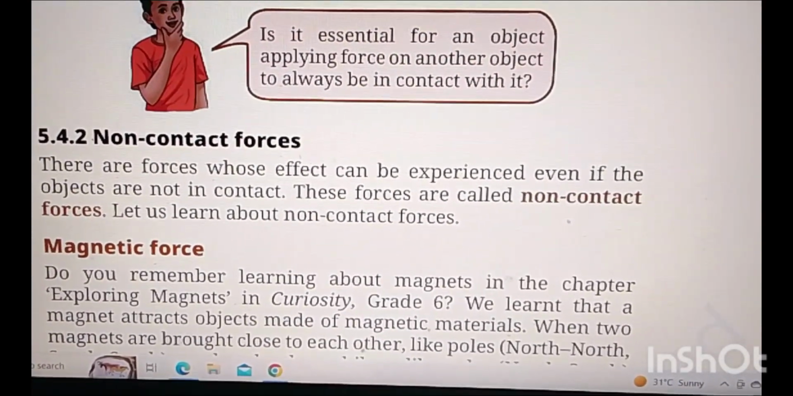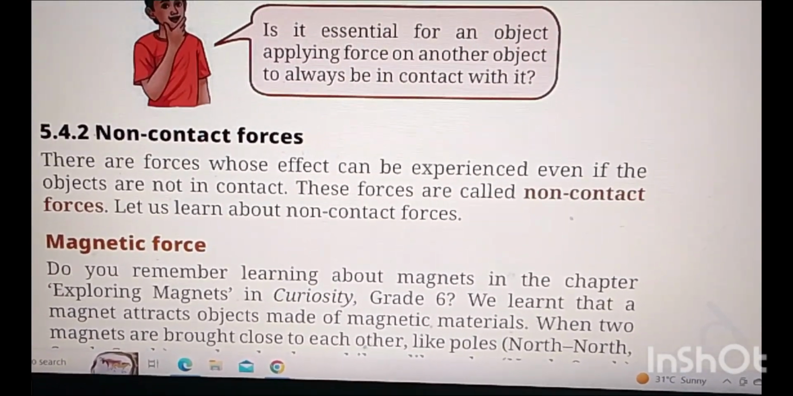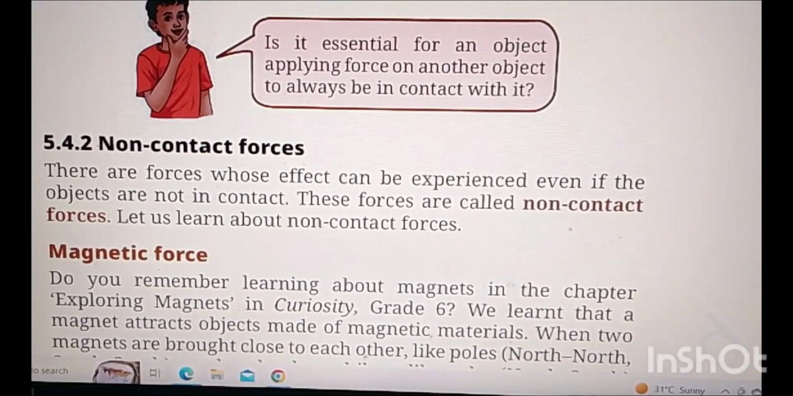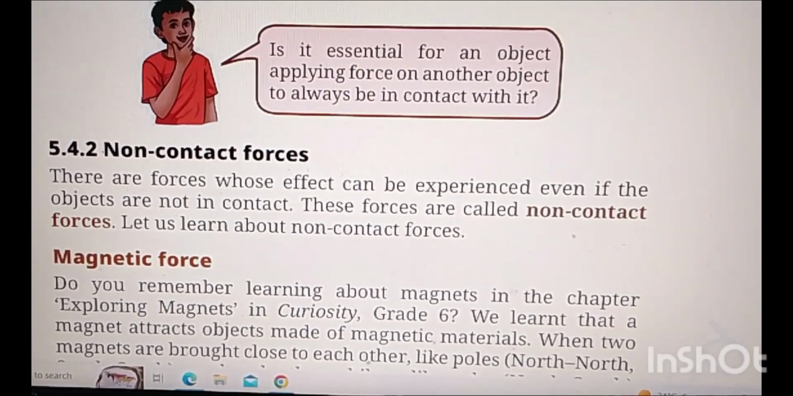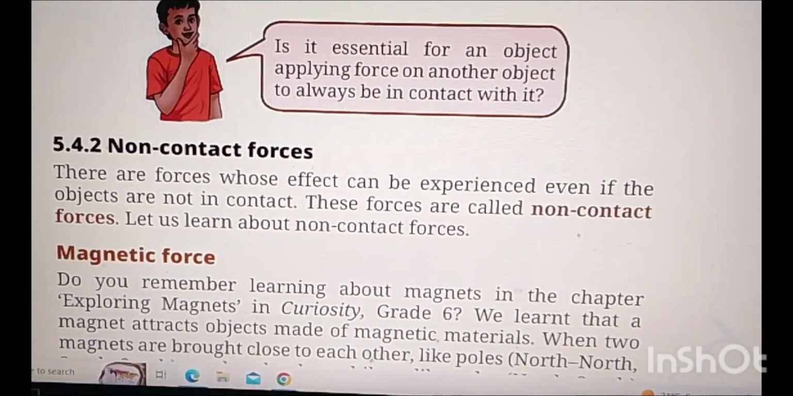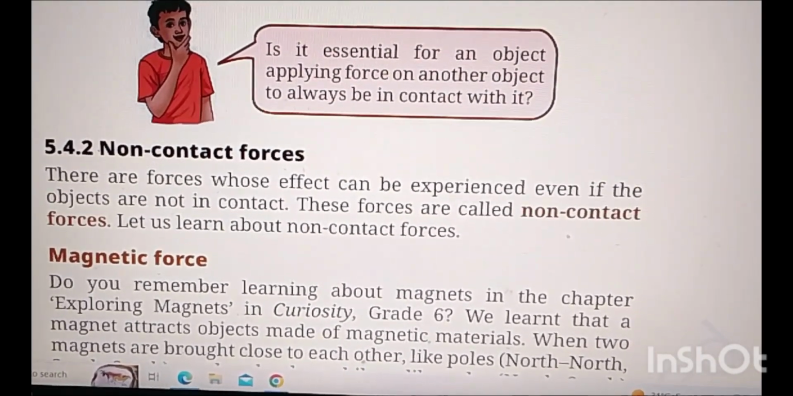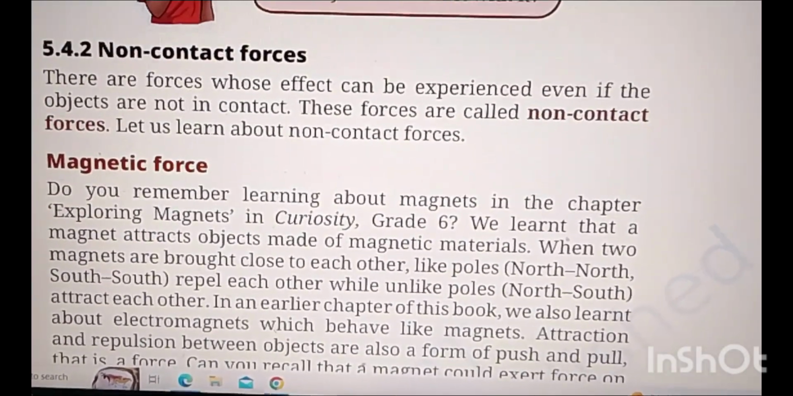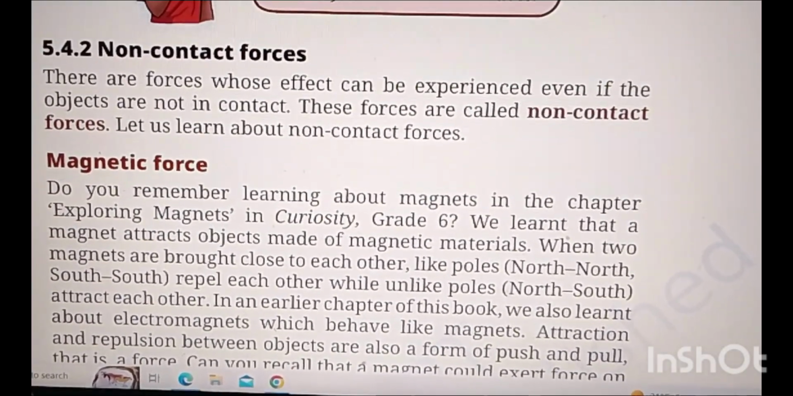Now we are going to learn non-contact forces. Earlier, contact force meant some kind of physical contact has to be there between the two objects. But here, the objects need not be in physical contact. Thus, these forces are called non-contact forces. So, the first type of non-contact force is magnetic force.